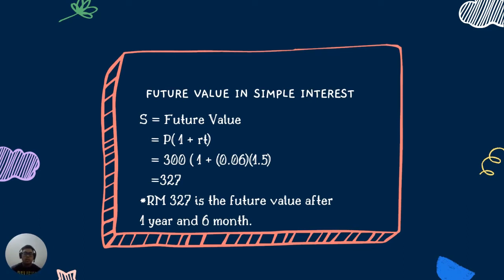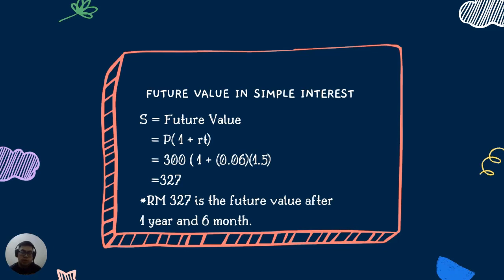So we change it from percentage form into decimal form. 6% equals 0.06. Then times t, which is time. 1 year and 6 months equals 1.5 years. So we put the values inside the formula: 300 times open bracket 1 plus 0.06 times 1.5. We get 327 as the future value.